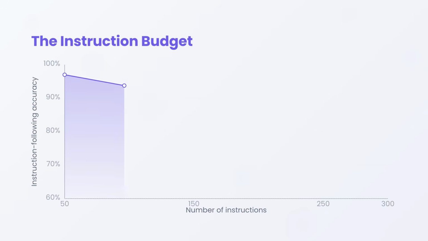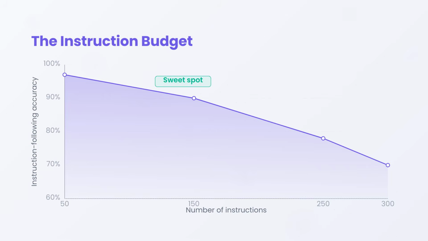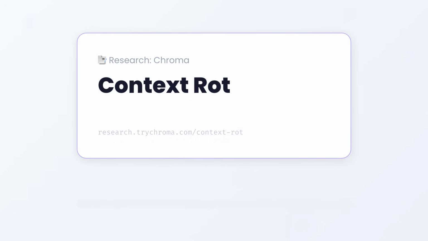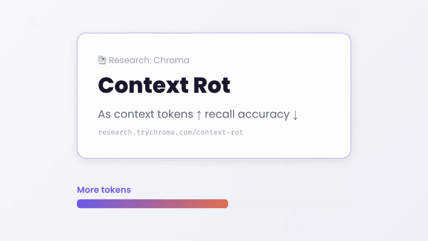Here's the thing nobody tells you. LLMs have a finite number of instructions they can reliably follow at once. Adding more doesn't just risk the new ones being ignored, it degrades performance across all your instructions. Research from Chroma on something called context rot confirms this. As tokens in the context window increase, the model's ability to recall information decreases. Your comprehensive Claude.md might actually be making Claude worse at remembering what's in it.